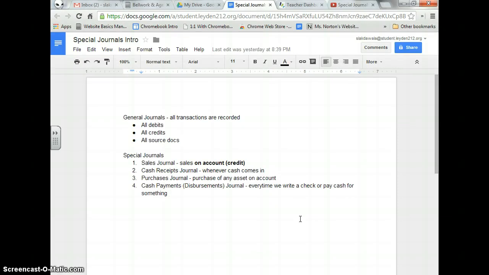Everybody, today we are going to start looking at 4 special journals. You already know quite a bit about the general journal. The general journal is a place where all transactions are recorded, and that includes all debits, all credits, and all source documents. So at a minimum, we have 3 lines that are used in the general journal.